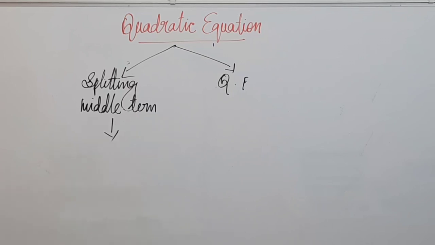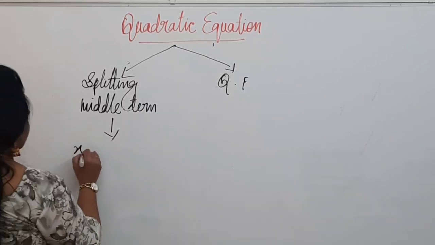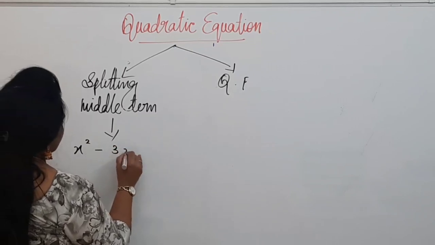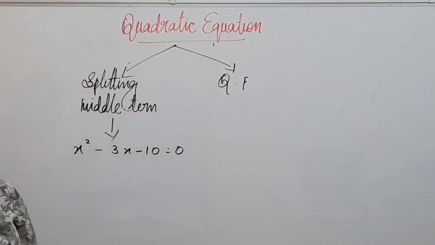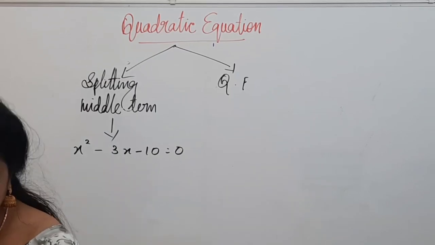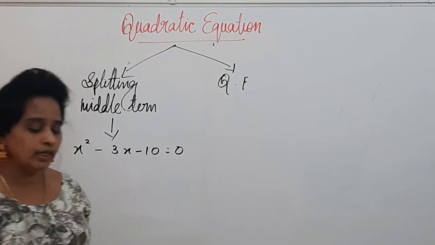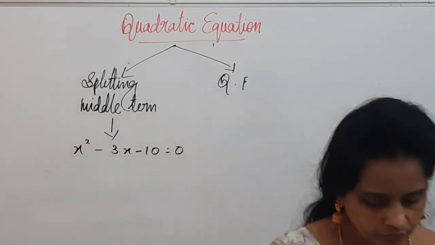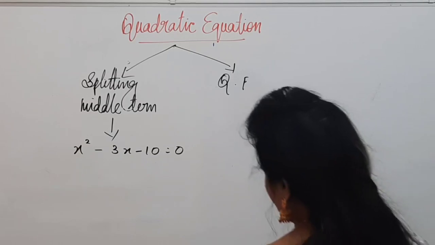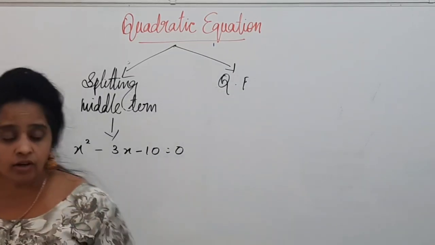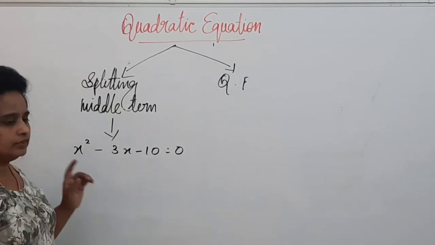quadratic equation. Now you can see, I consider the equation x square minus 3x minus 10 equal to 0. That is my quadratic equation. Now there are 7 steps involved. So there are 7 steps. What are those steps? Now see, first step, step 1.